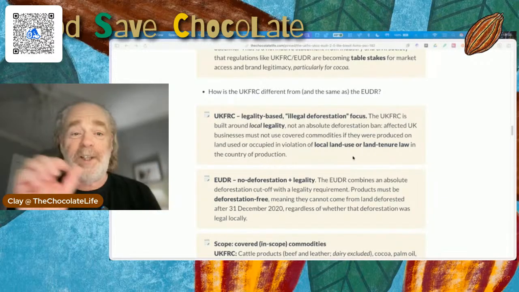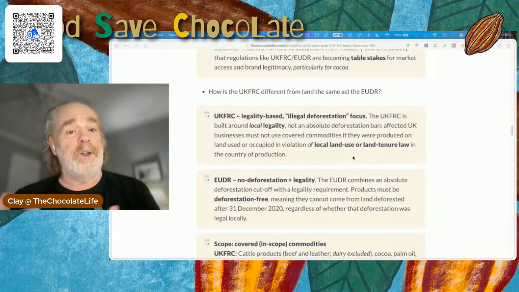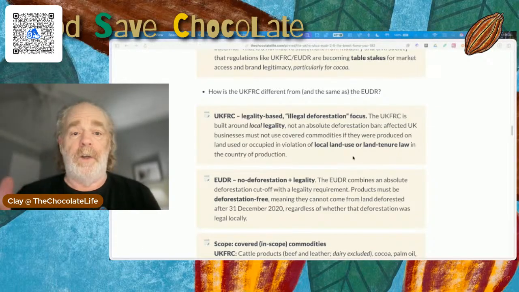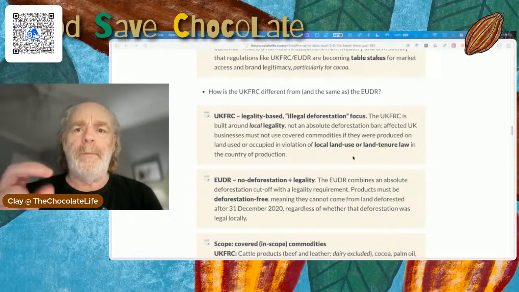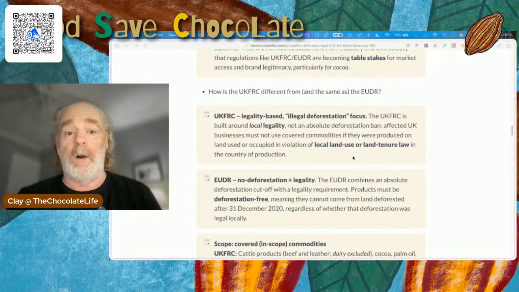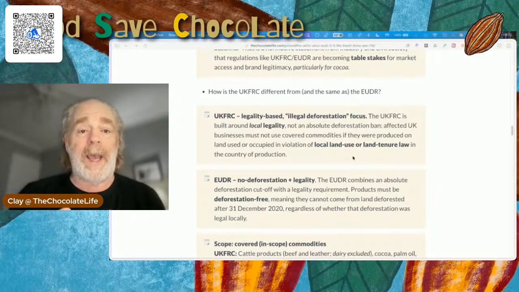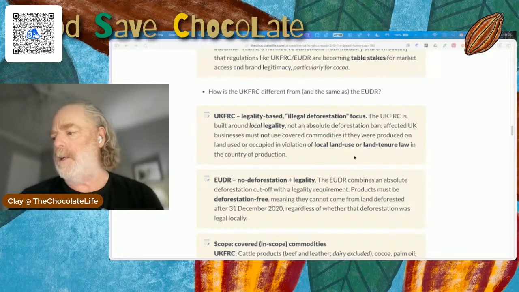So it's going to be a real interesting thing to see how the actual legislation that gets written navigates this understanding of how the EUDR failed in its original drafting, what it has become, and the fundamental differences between what the EUDR, the UKFRC are about, and what the UKCC, the UK Cocoa Coalition, is going to be advocating for, right? A very, very different regime, right?